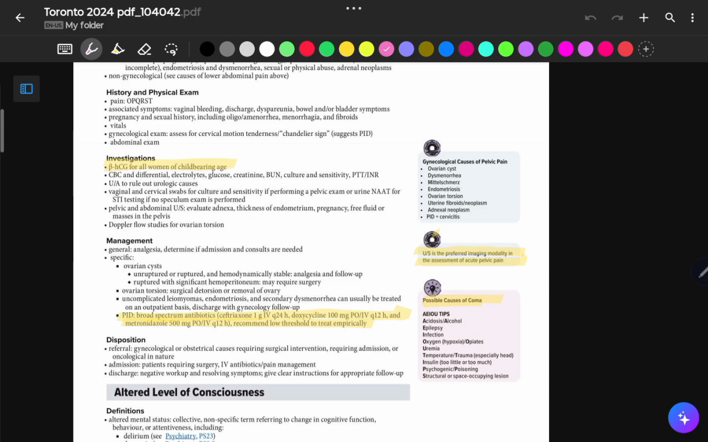Okay. So you can do your pelvic ultrasound, checking for free fluid, pregnancy, thickening of the endometrium. You can do your Doppler flow studies, checking your ovaries if there's any ovarian torsion.